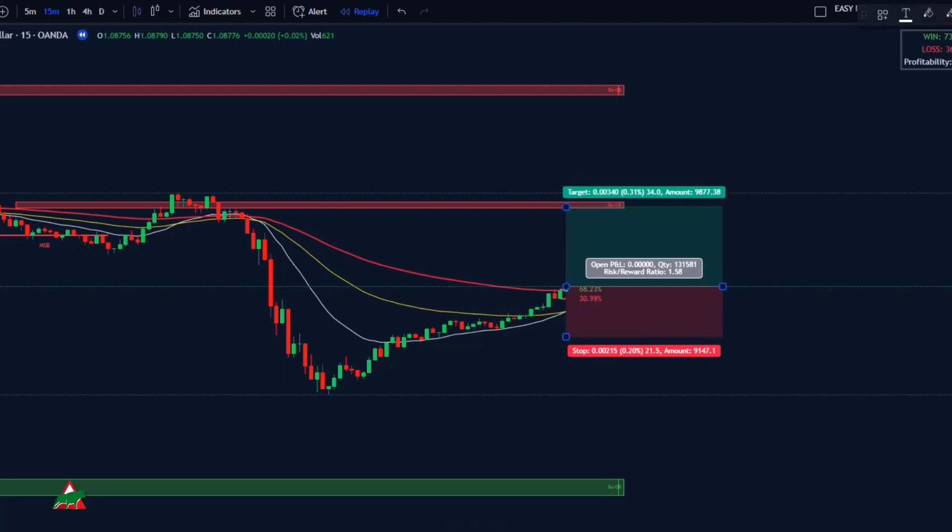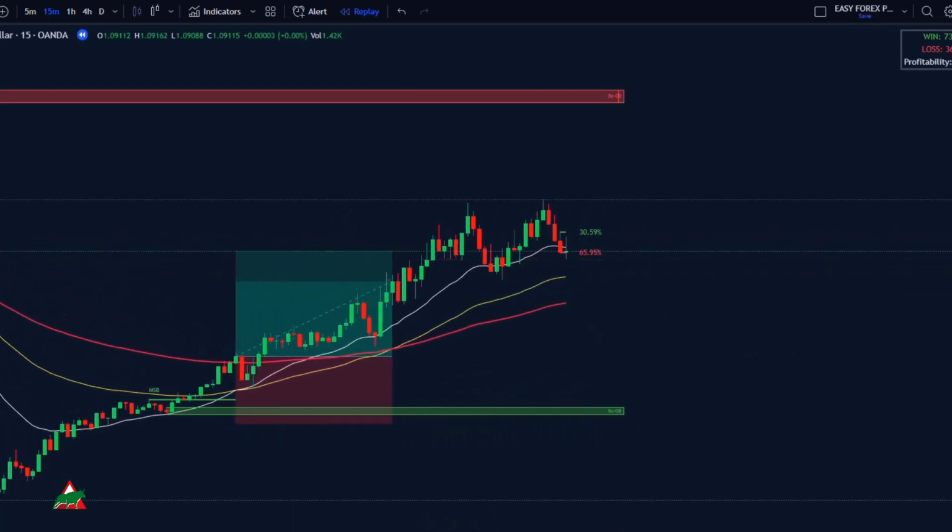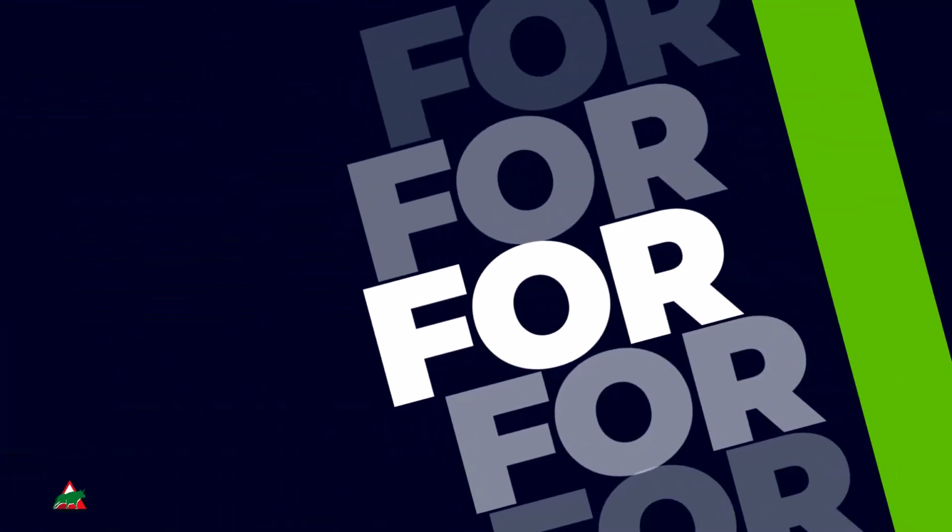I hope you now have a better understanding of how to use the breakout probability indicator and how to incorporate it into your own trading strategies.